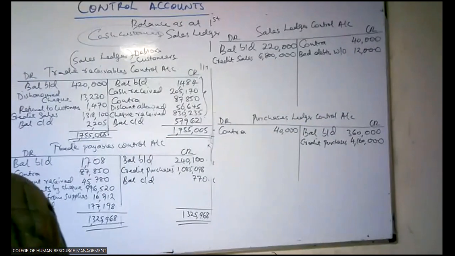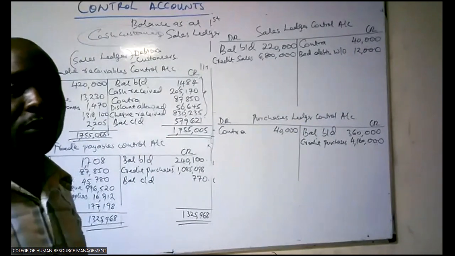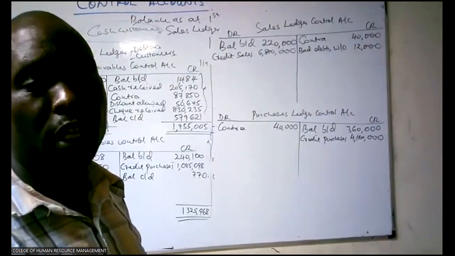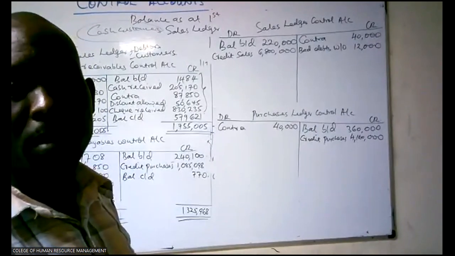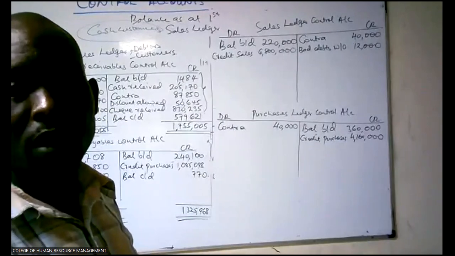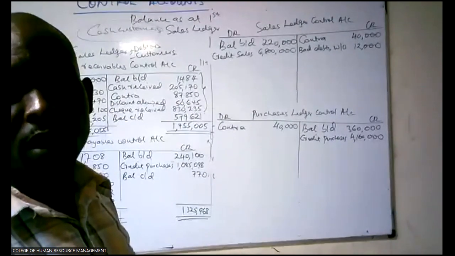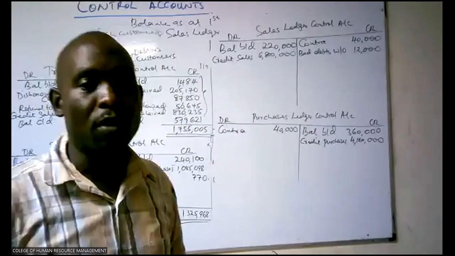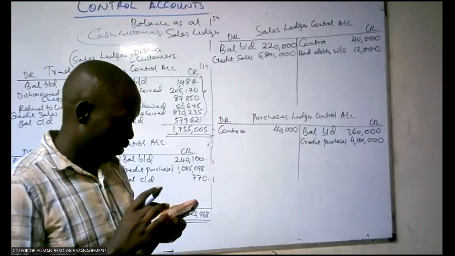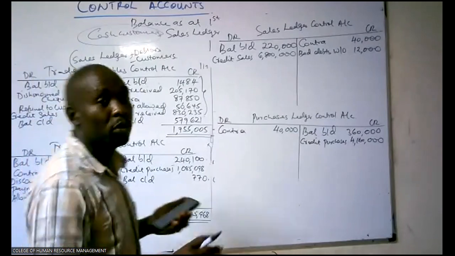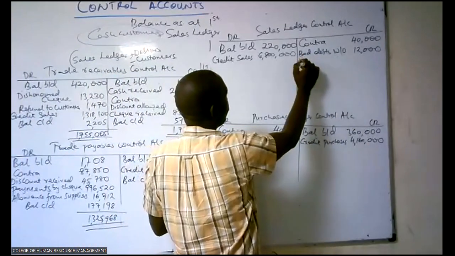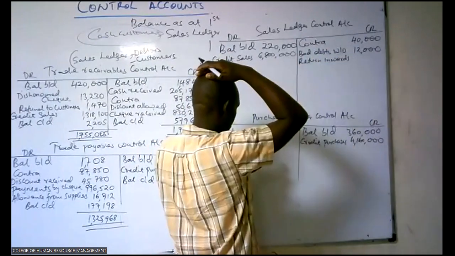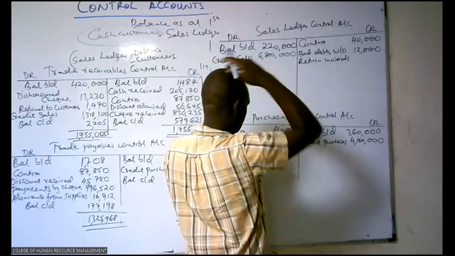Increase in allowance for doubtful debts. Allowance for doubtful debts, provision for doubtful debts, never include them. We only deal with the bad debts written off. So the allowance and provision for doubtful debts are not incorporated in the control account. Return inwards, those are sales returns. They come here. $80,000.